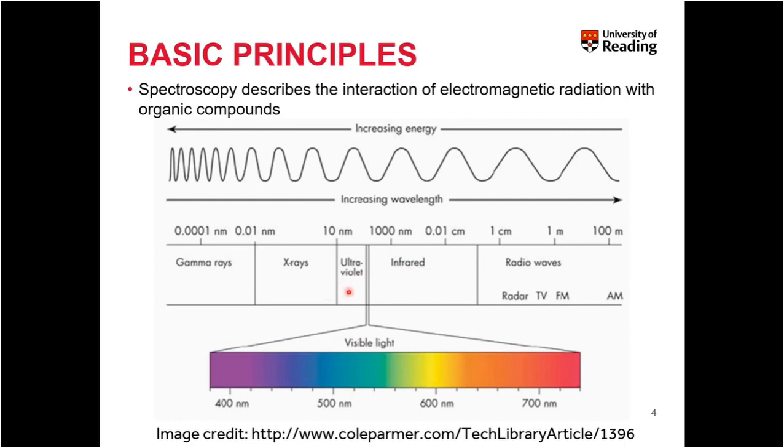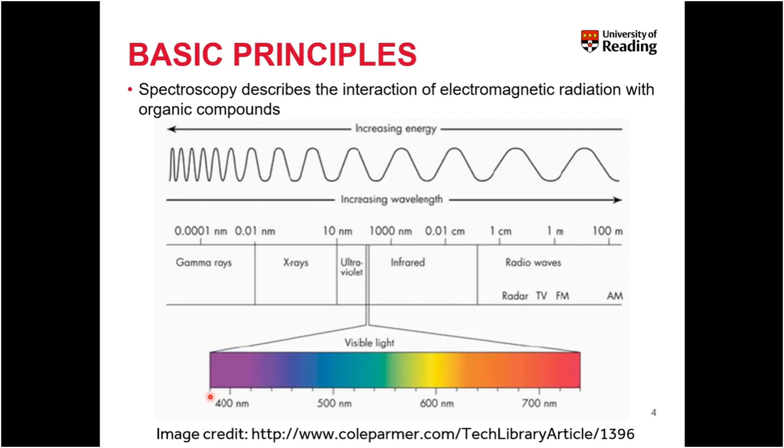So within this, the UV, the ultraviolet, is the highest energy, so the shortest wavelength, and starts around 200 nanometers and goes up to around 350 to 400. And there we get into the violet region of visible light.